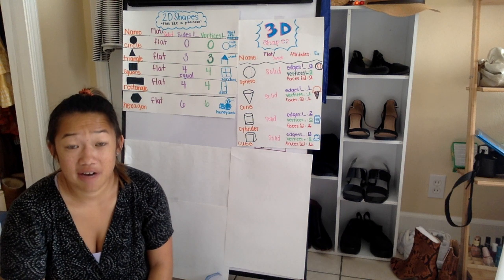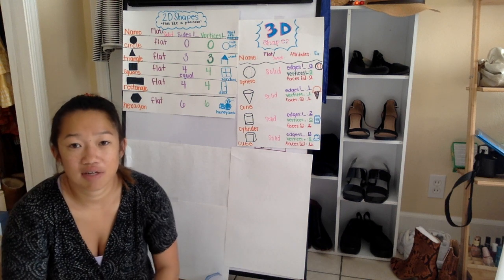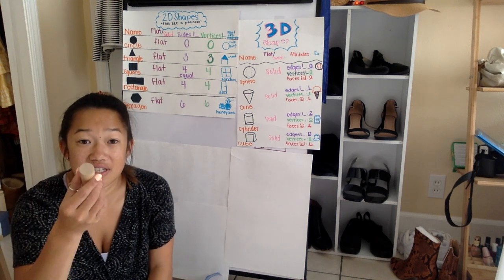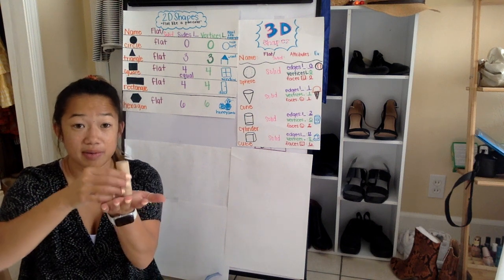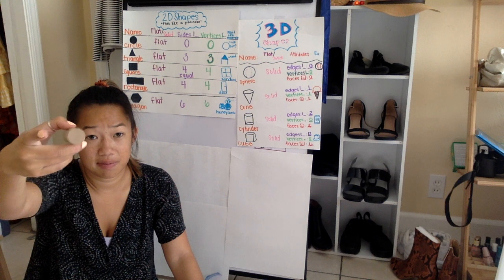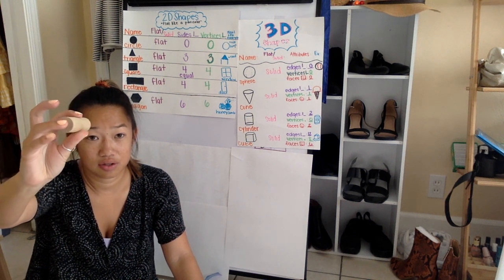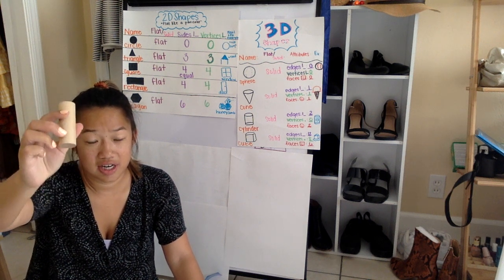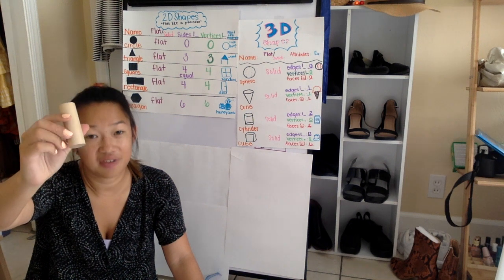And the last part, we're going to talk about our faces. Say that with me. This is our new word. Faces. So faces are the flat parts, or the parts where our shape can sit. How many do we have? Let's count them. We have 1, 2. So a cylinder has 2 faces.